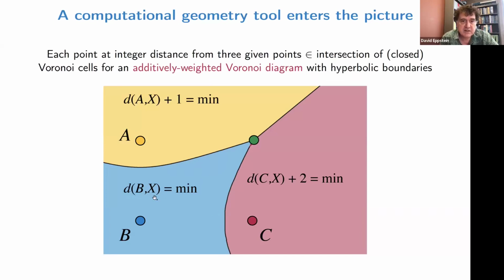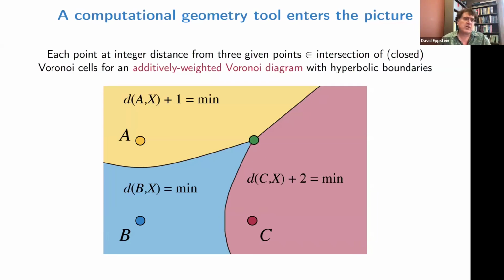We take the distances, we weight them by adding a small integer to each distance. We take the minimization diagram of those distances. We subdivide the plane into cells within which one of these 3 distances is the minimum. And the integer point that we're looking for is on the boundary of all 3 of these Voronoi cells. More importantly, it belongs to all of these cells.